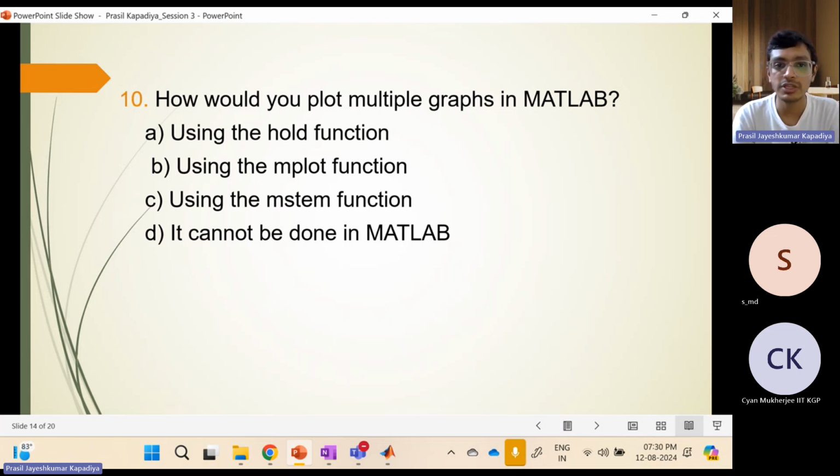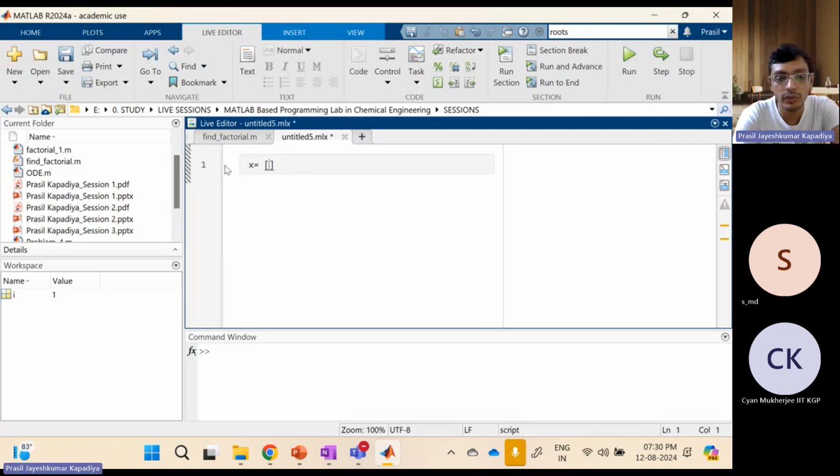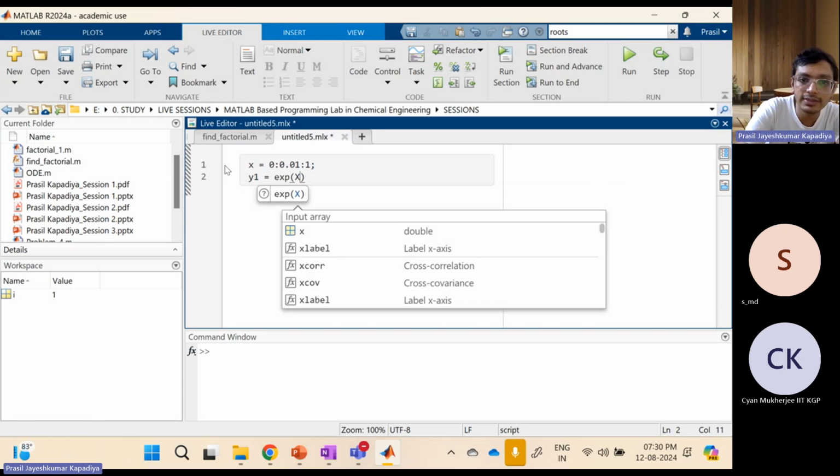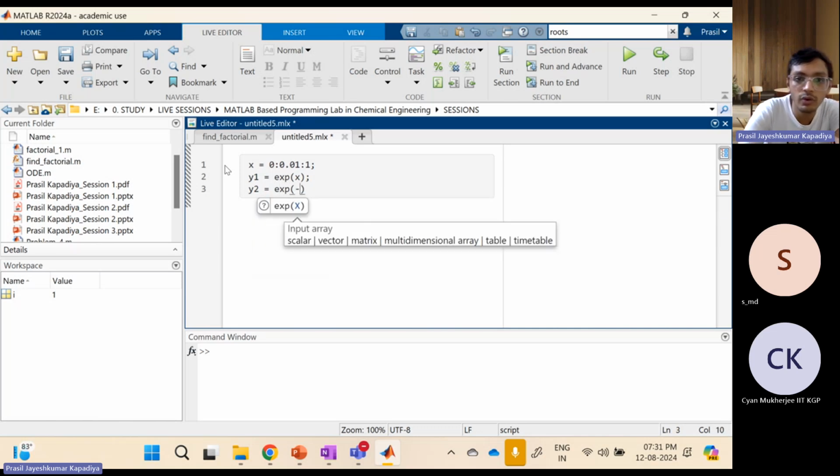How would you plot multiple graphs in MATLAB? Okay, let's say I want to plot. I'm taking x is equal to 0 colon 0.01 colon 1. So from 0 to 1, it will go in intervals of 0.01. Let's say I am finding y1 is equal to exponent of x and y2 is equal to exponent of minus x. Okay.